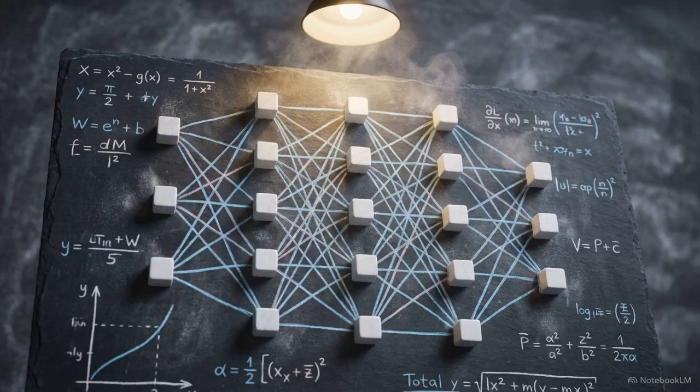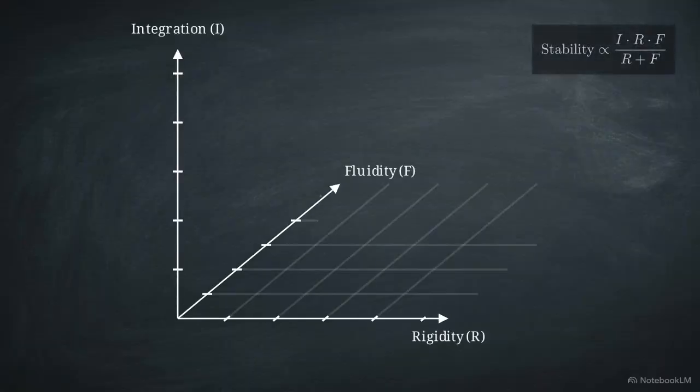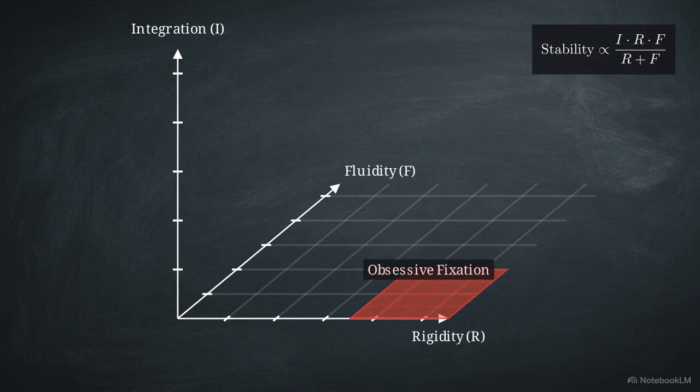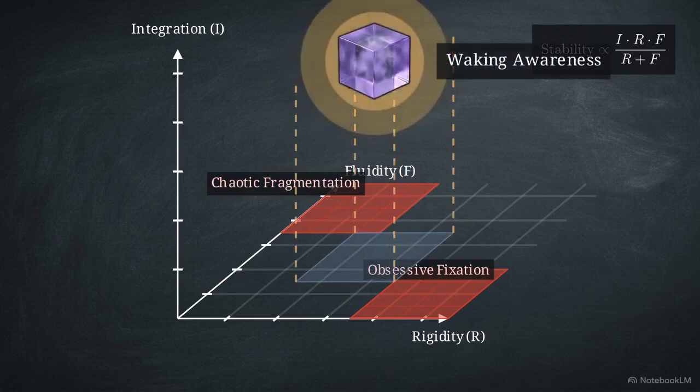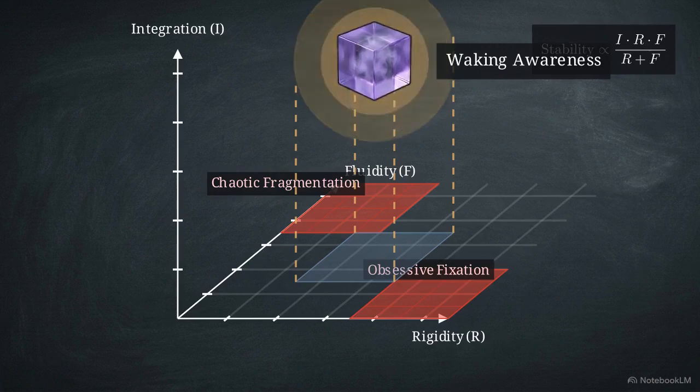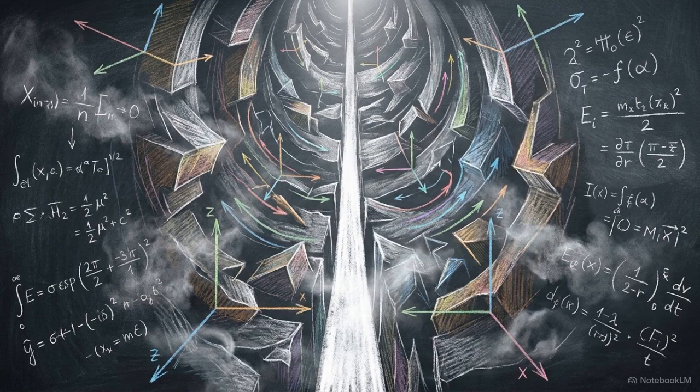This math reflects a physical reality. Integration acts as a multiplier of awareness, but stability collapses if unbalanced. High rigidity locks the network into obsessive fixation. Conversely, high fluidity creates chaotic fragmentation without a structural anchor. Waking awareness exists only in this central zone, where moderate parameters are coupled by high integration. Human cognition is an ongoing navigational effort to keep the brain's processing state within this specific mathematical volume.